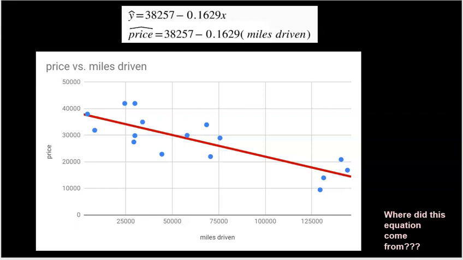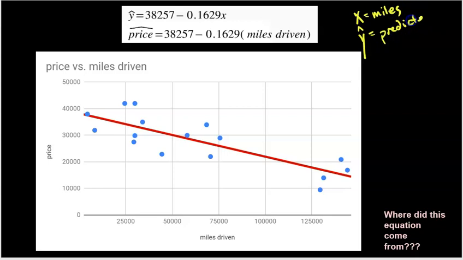So graphically, you could see the line. It's in red, pretty obvious. And then up here, I actually have what the model is. So y hat equals 38257 minus 0.1629x. So let's identify the variables. The variables are x and y hat. X is the miles, and y hat is the predicted price.